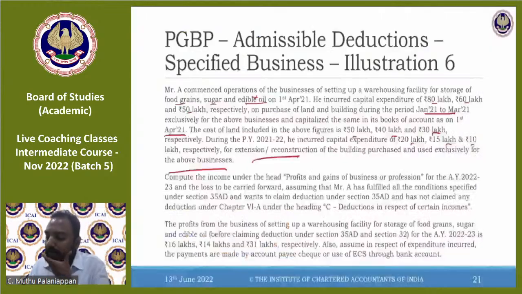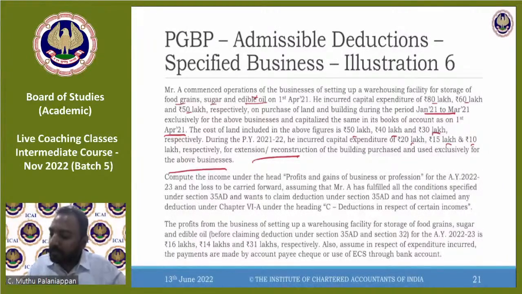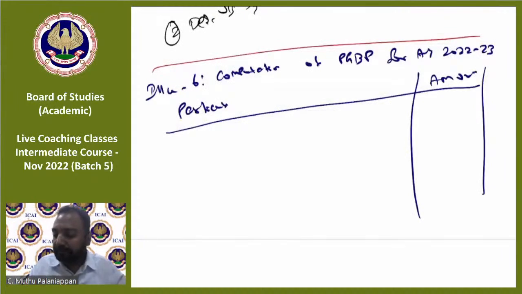So we'll have to see whether they have given the profit of the business. It says compute the income under PGBP and the loss to be carried forward, assume that Mr. A has fulfilled all the conditions. He has not claimed any other deductions in chapter 6A. The profits from the business of setting up a warehouse facility for the storage of food grain and sugar. So they have given the profit 16, 14, 31. So the profit of edible oil is 31 lakhs, correct? Profit is 31 lakhs.